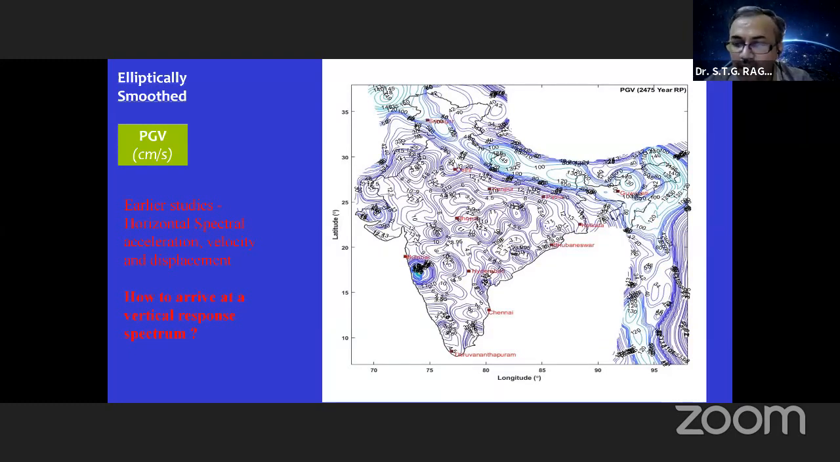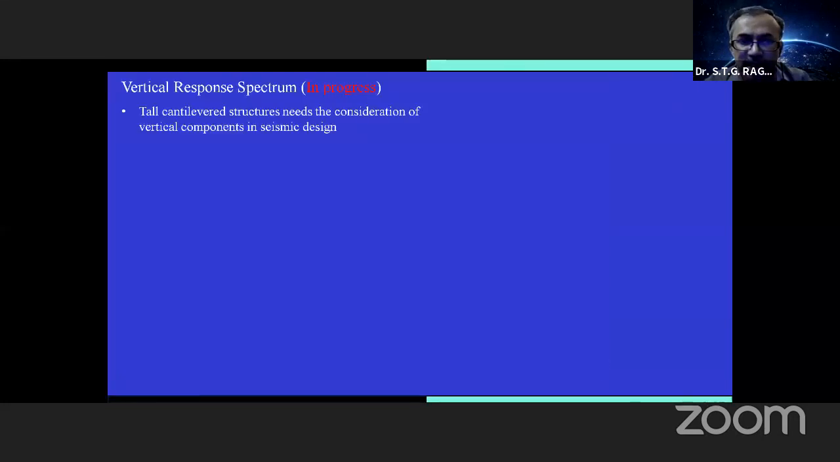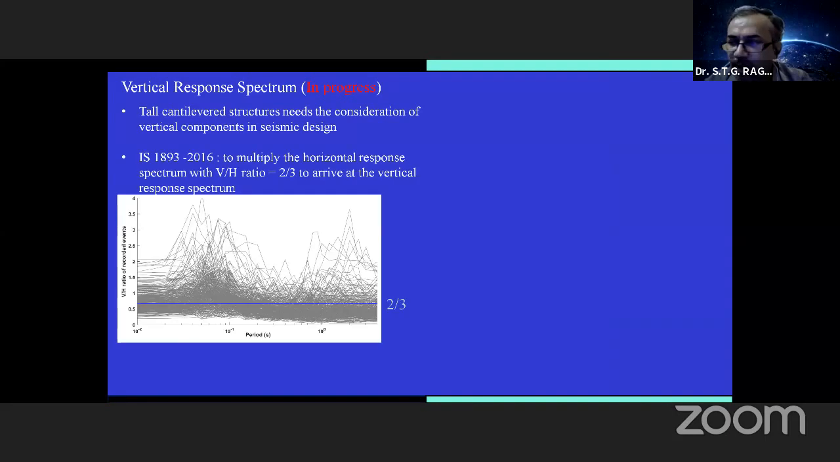Now I showed you this figure previously also, this magnitude 6.2 New Zealand earthquake, where the vertical PGA was 2.2 times gravity, and it was more than the horizontal accelerations. So this was observed in New Zealand. Now in India also, a lot of instruments have come up. If you collect all the data observed for Indian earthquakes and plot this V by H ratio, the graph looks like this.